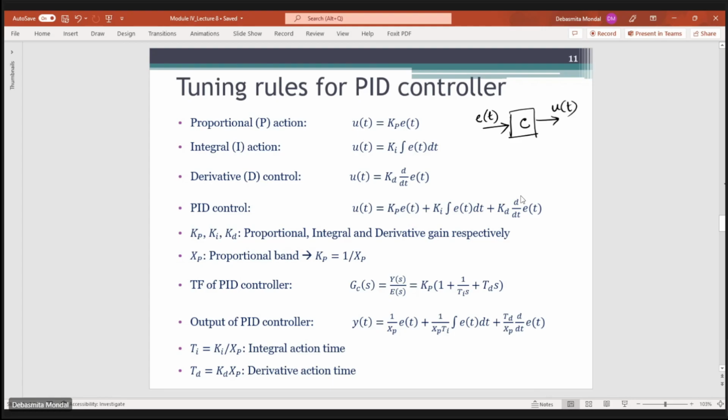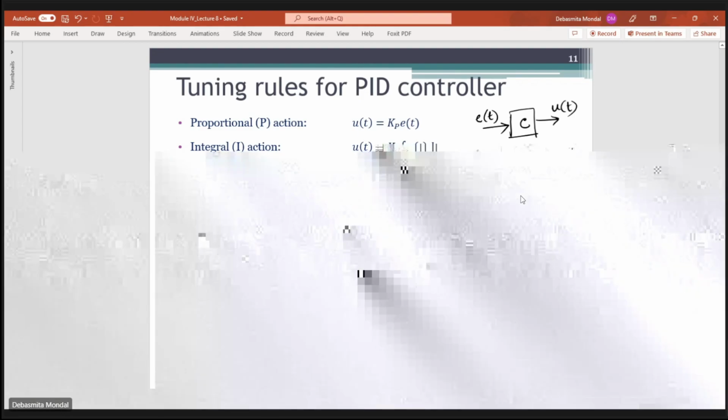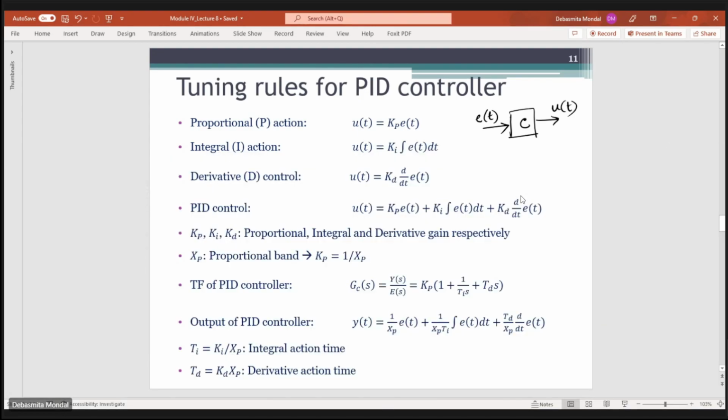So from this equation you can write that Ti and Td are basically the integral action time and the derivative action time. When we are tuning or selecting the parameters for a controller, we generally change the value of Xp, Ti and Td. These three are the parameters which we usually tune in order to get the desired output.